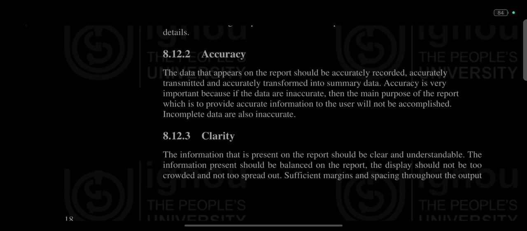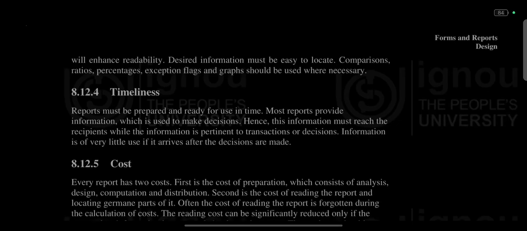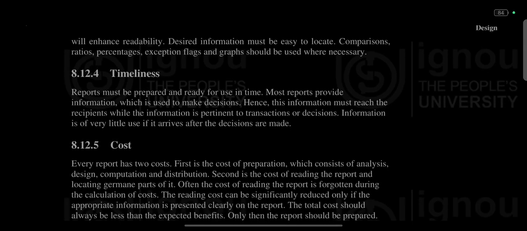Clarity. The information that is present on the report should be clear and understandable. The information present should be balanced on the report. The display should not be too crowded and not too spread out. Sufficient margins and spacing throughout the output will enhance readability. Desired information must be easy to locate. Comparisons, ratios, percentages, exception flags, and graphs should be used where necessary.